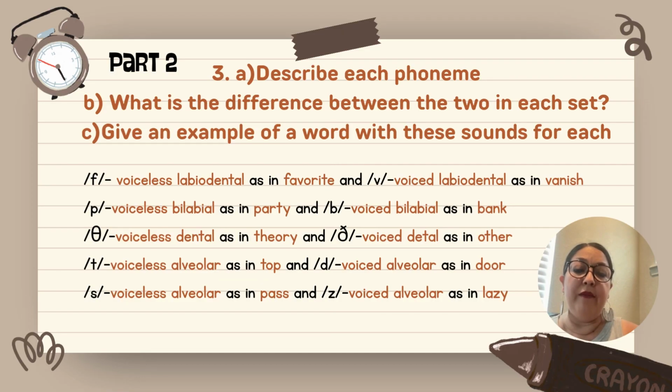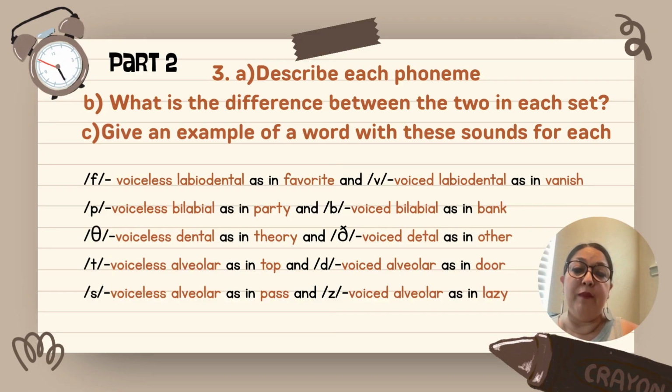Then we have a /t/ and a /d/. These are both stop sounds. So the /t/ is T. It's a voiceless alveolar, as in top. And then we have the /d/, which is D. It's a voiced alveolar, as in door.